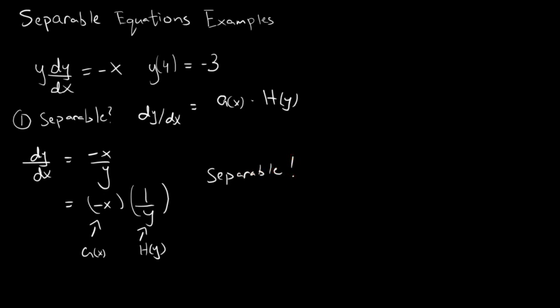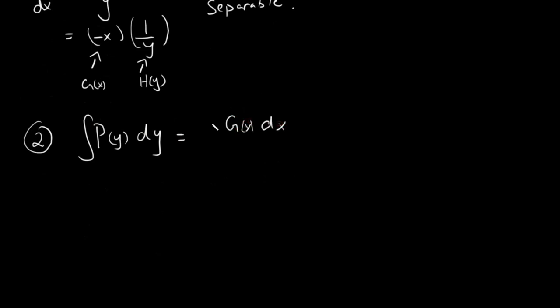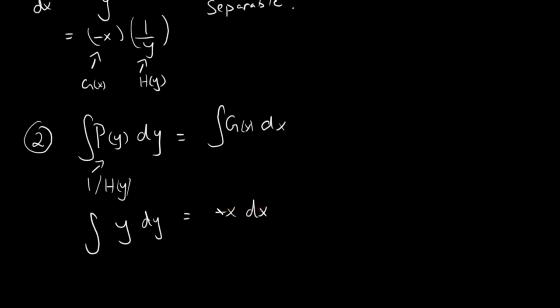Once we know that, we can use the method we learned in the last video. If you know a differential equation is separable, you know its solution is of the form integral of p of y dy equals integral of g of x dx. Remember, p of y is 1 over h of y. So let's plug everything in. h of y is 1 over y, so p of y is going to be y. y dy is equal to negative x dx.